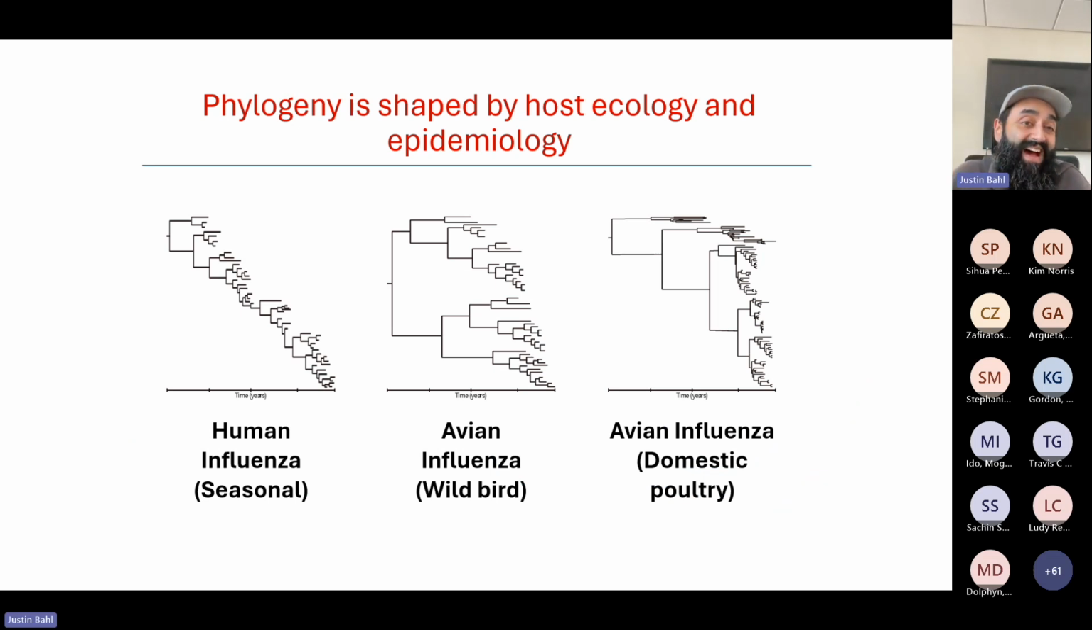Trees themselves have lots of various shapes. These are all trees that I've made from H3 influenza that were found within humans. Can you guys see my pointer? People see the pointer? I'm going to hope you can. Yep, I got some thumbs up here. Great. So seasonal human influenza H3 viruses, this is typically what the phylogenetic tree looks like.